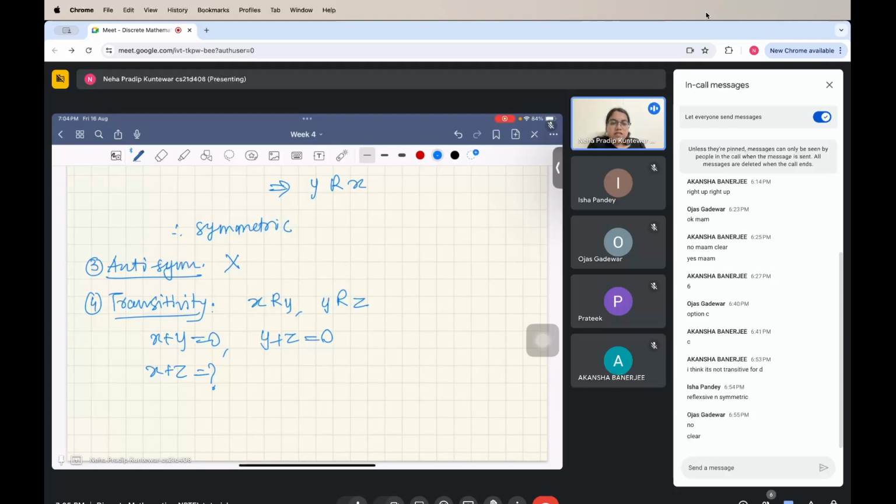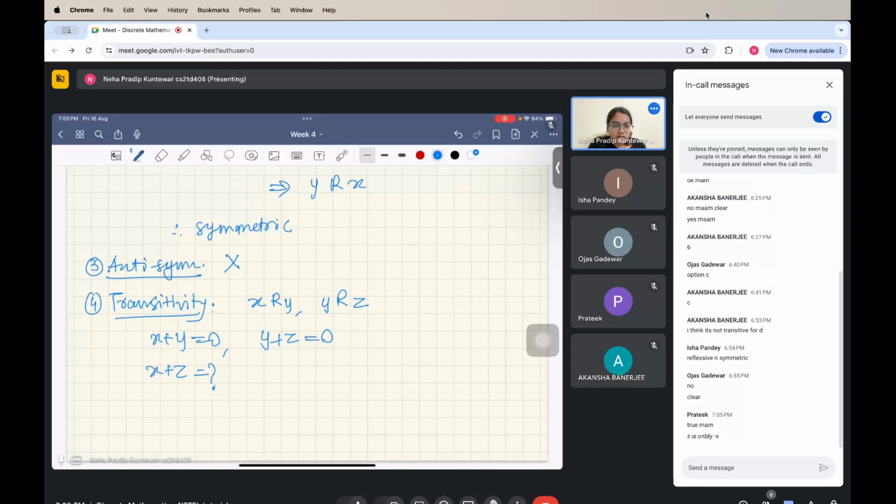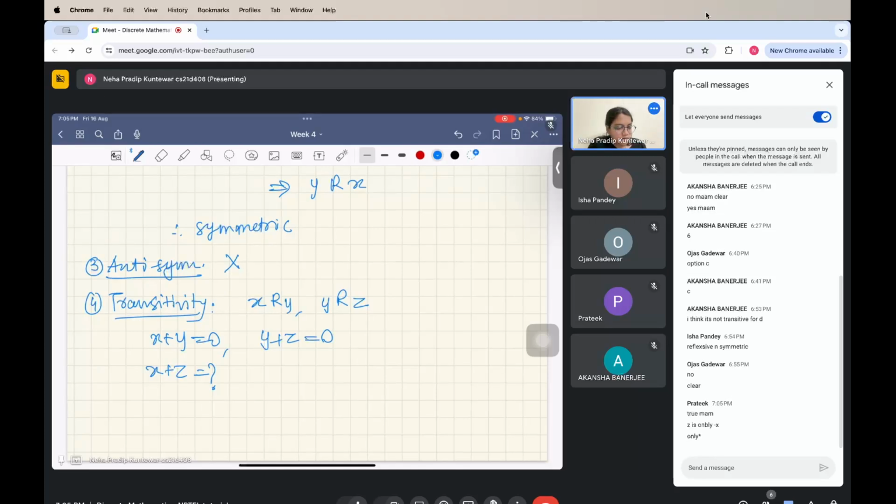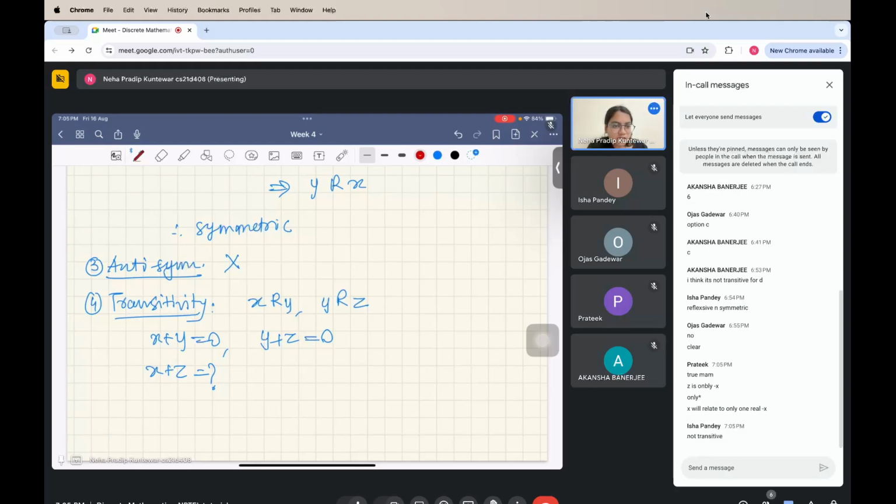Does anybody see a counterexample? Okay. I think you're thinking along the right lines, Pratik, but I think z is x. So I think what you're thinking is right.